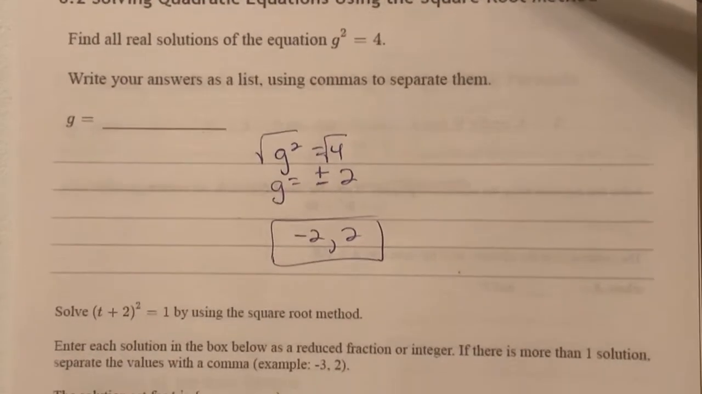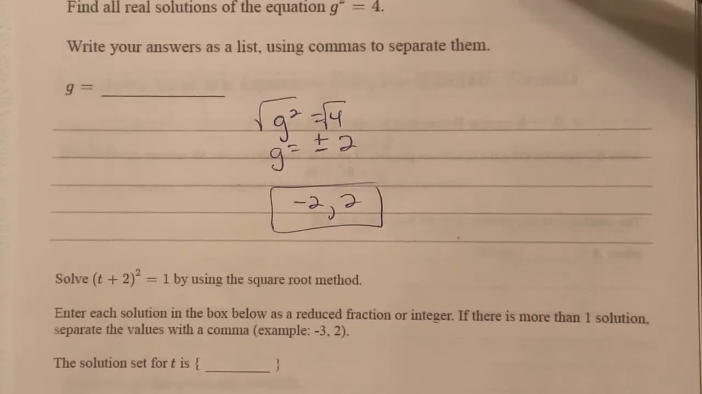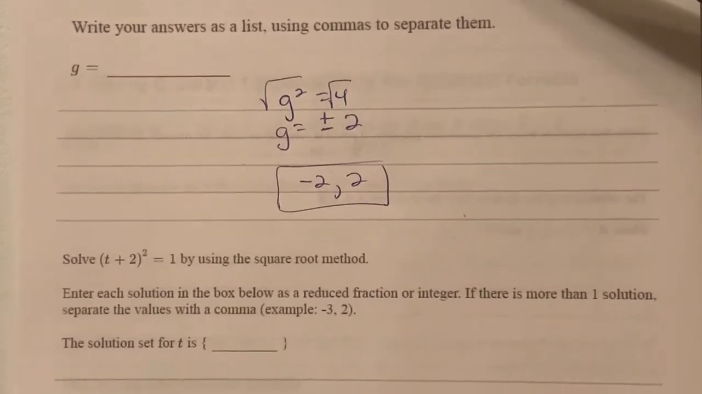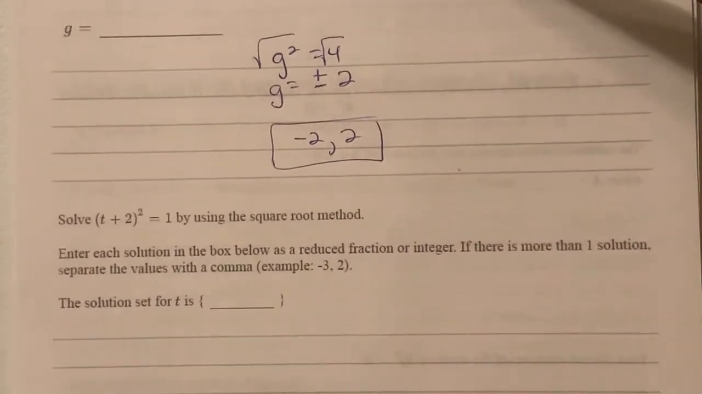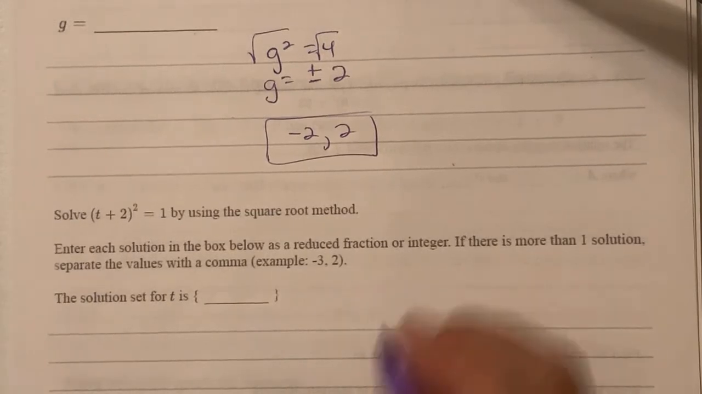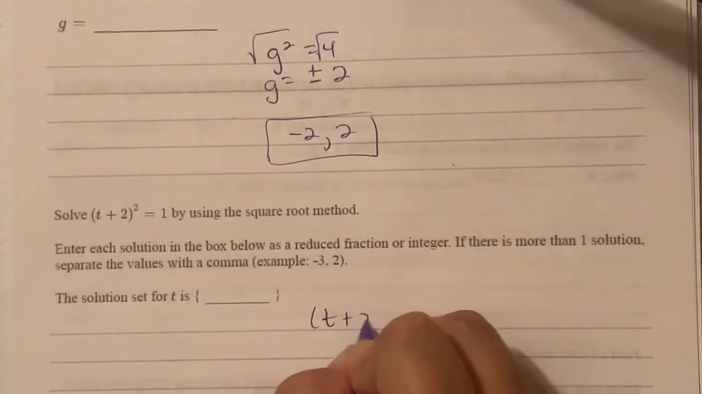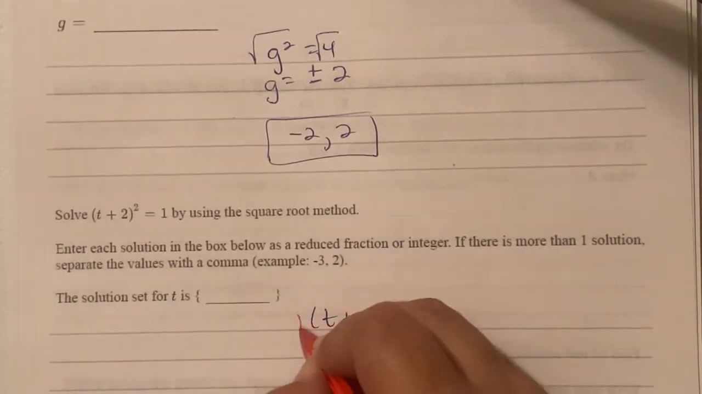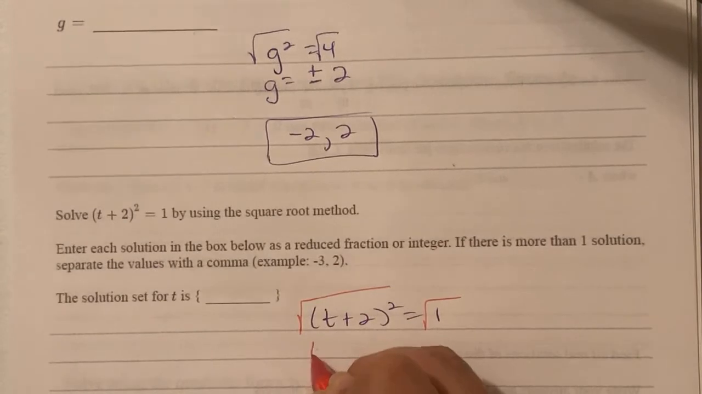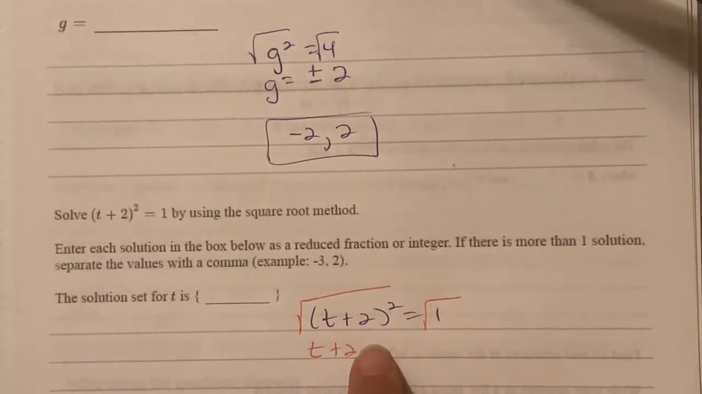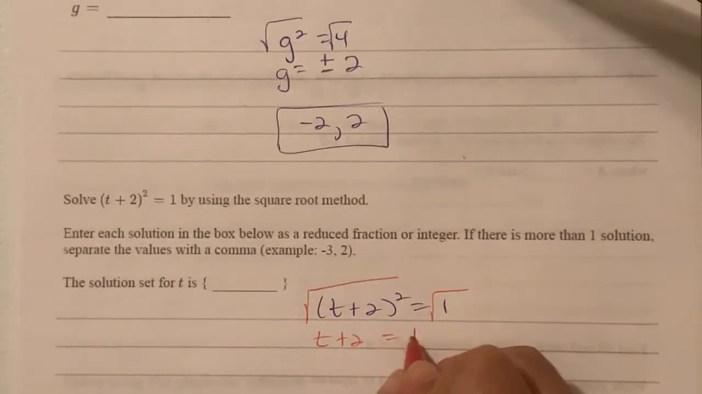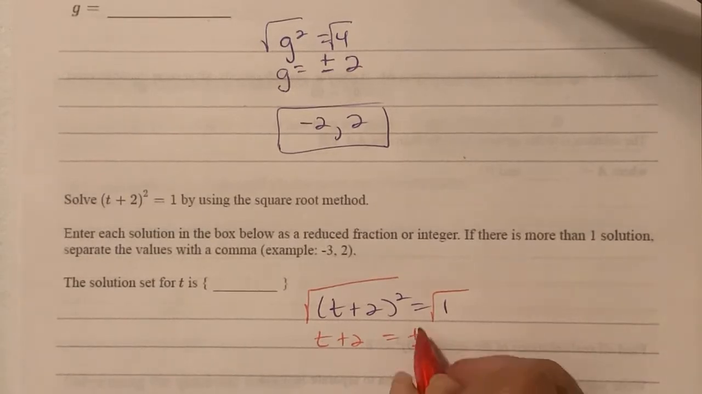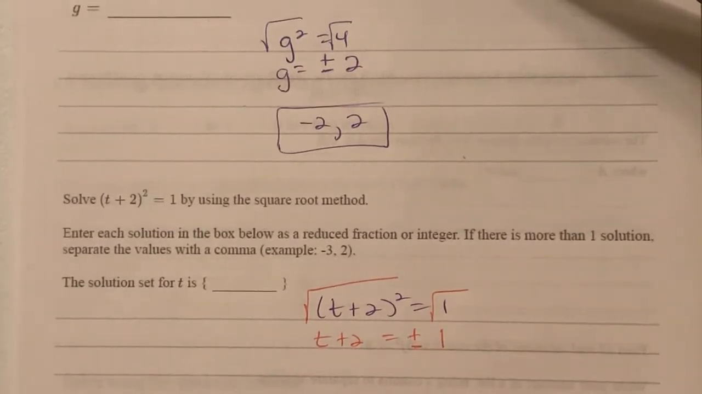On the next one, it says solve (t plus 2) squared equals 1 using the square root method. So again, same situation. Take your original equation. When you take the square root of both sides, you get t plus 2 on the left, equaling a plus minus situation. This plus minus situation is because we're taking the square root of both sides.